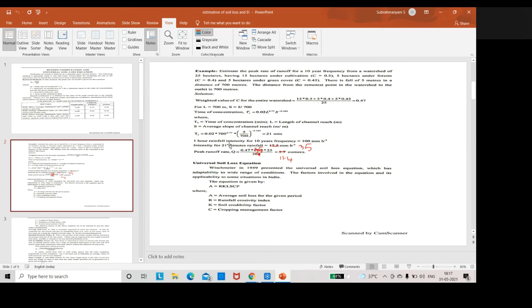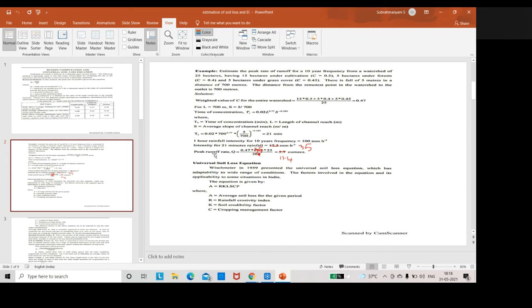Whereas for one hour, that is 60 minutes, the rainfall intensity for the given frequency is 100 mm. We need the intensity for 21 minutes. 60 minutes has 100 mm, so how much for 21 minutes? So 21 into 100 by 60, then we get 35 mm per hour.